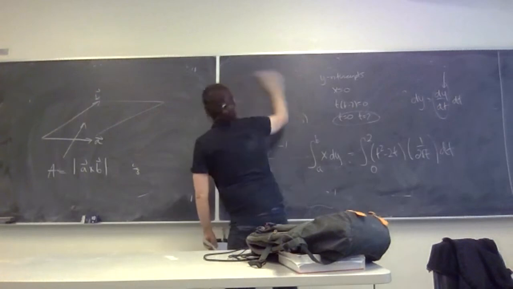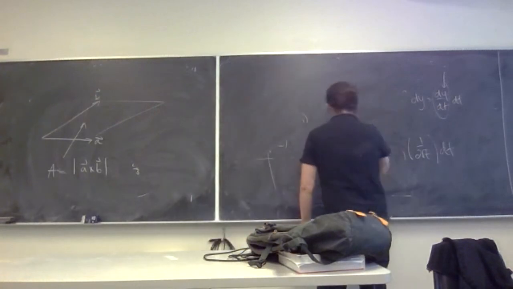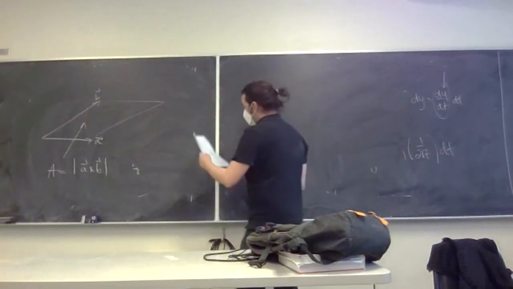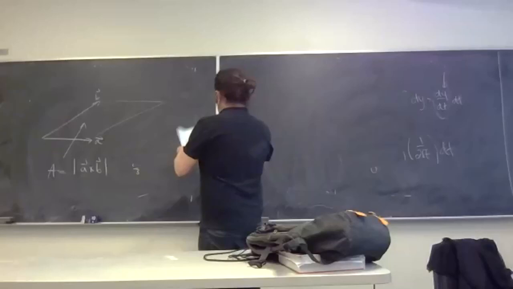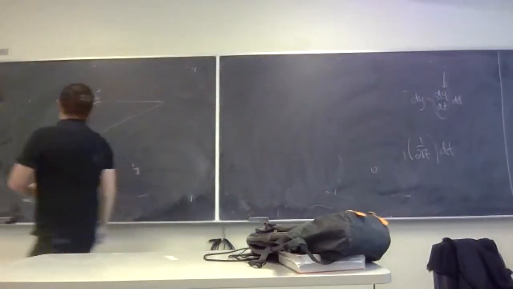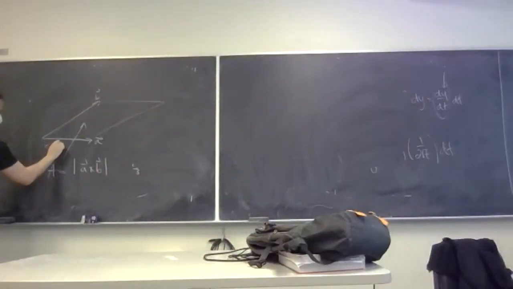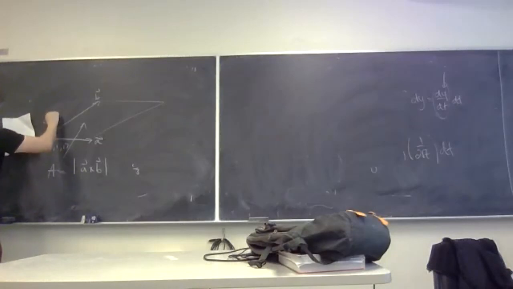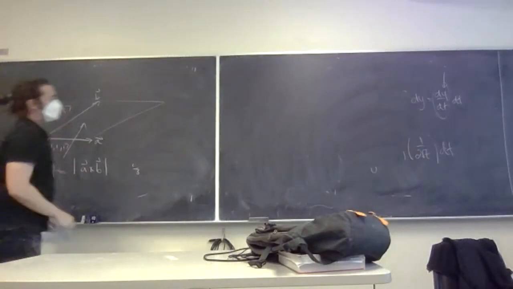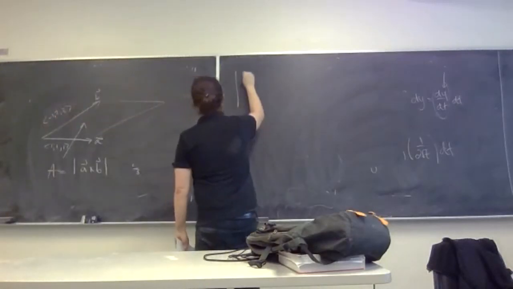Of course, I can't use the length of the cross product unless I actually have the cross product. So the question says, find the area of the parallelogram determined by the vectors 1, 1, 1, and minus 1, 2, 3. So we'll compute the cross product.